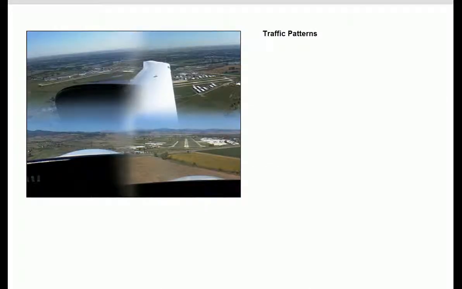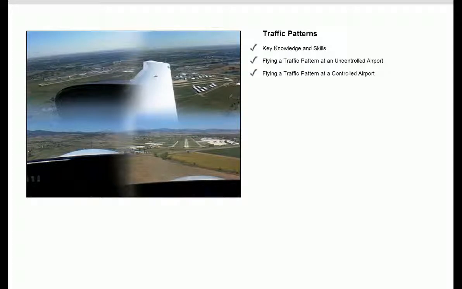Air traffic patterns improve both the safety and the efficiency of airport operations. They are particularly important at airports without operating control towers. This lesson covered key knowledge and skills: flying a traffic pattern at an uncontrolled airport, and flying a traffic pattern at a controlled airport.